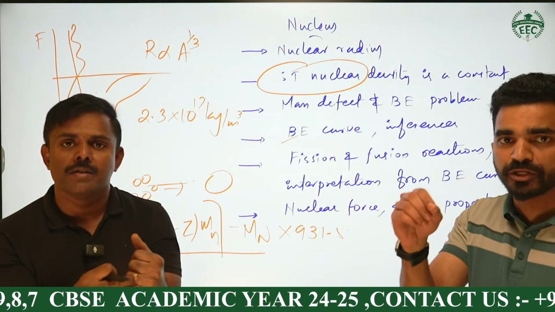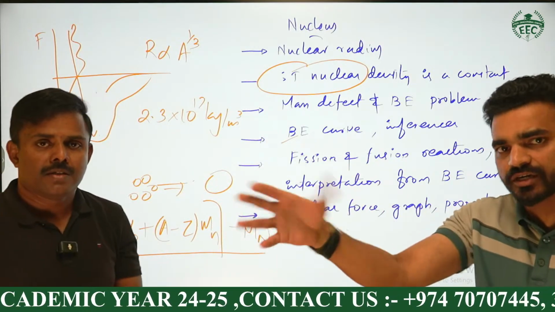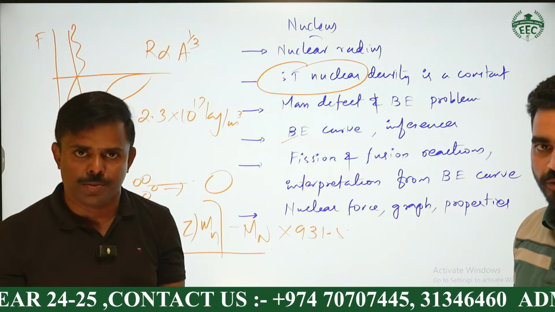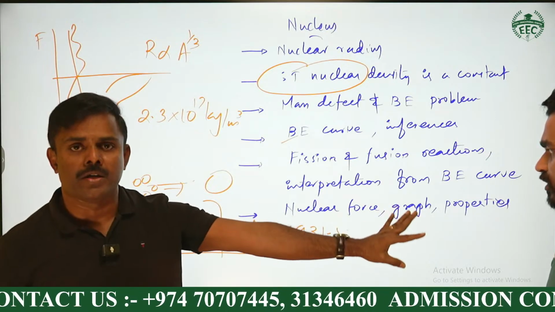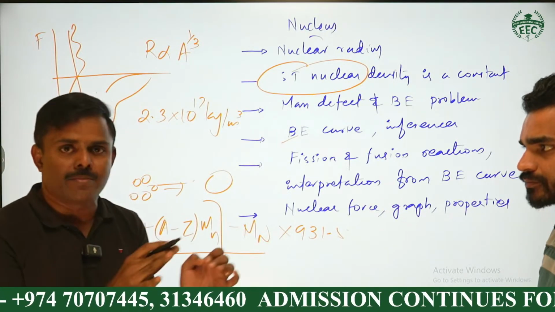Mass defect you should find, then multiply by 931.5 and you will get the energy in MeV. In yesterday's live session we have done it; you can check it out on YouTube. Binding energy curve, and then the nuclear force graph and properties. All these are important. Easy questions only come from these, and that's all about atoms and nuclei.